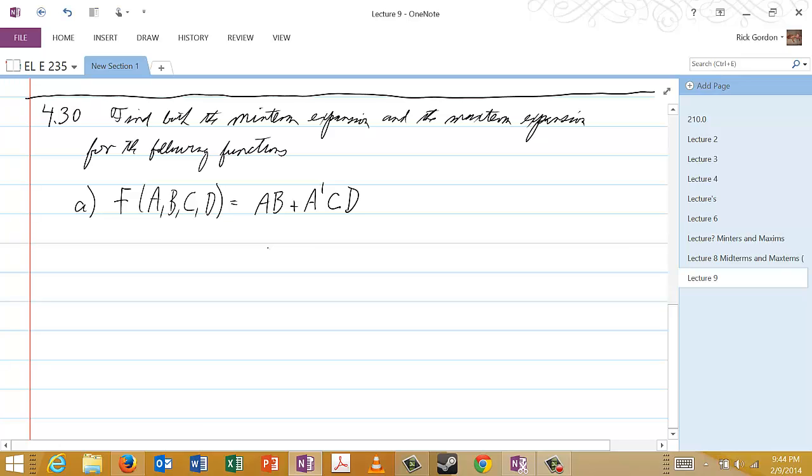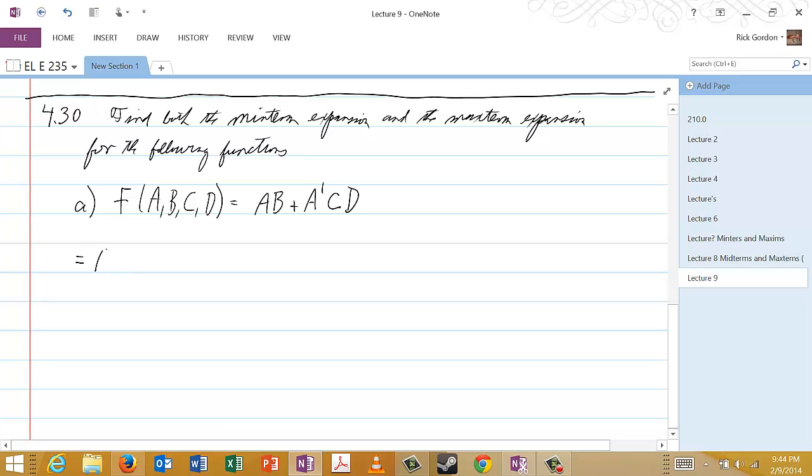We first will find the minterm expansion, and then we'll find the maxterm expansion for this function. Now, to find the minterm expansion, we first want to observe that neither one of the terms here is a minterm. The first term is not a minterm because it doesn't have either C or D in it, and the second term is not a minterm because it doesn't have B in it. And we know how to correct these deficiencies.